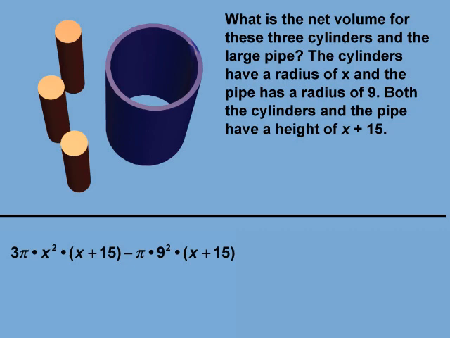Here are the combined volumes of the three cylinders and the pipe. 3 pi x squared times the quantity x plus 15 minus pi times 9 squared times the quantity x plus 15. We can factor out pi and distribute the 3x squared to these terms and the 9 squared to these terms to get this expression. Combine like terms, which means combining these x terms. This simplifies to this expression.